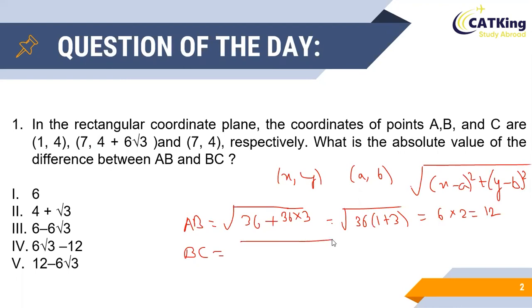Now for BC we can do the same thing. So BC will be equal to root over (7 minus 7) whole square, that is 0, plus (4 plus 6 root 3 minus 4) the whole square, that is (6 root 3) whole square, which again amounts to 36 into 3. When taken the square root, this will yield us a value of 6 root 3. Hence, the absolute value of the difference between AB and BC is equal to AB minus BC, that is 12 minus 6 root 3, thus giving us option 5 as the correct answer.